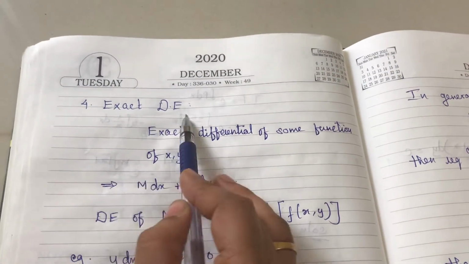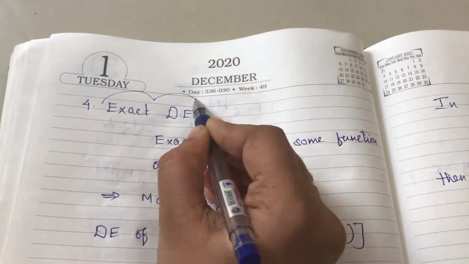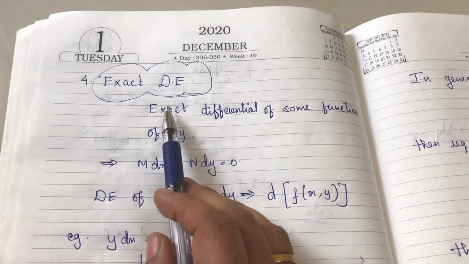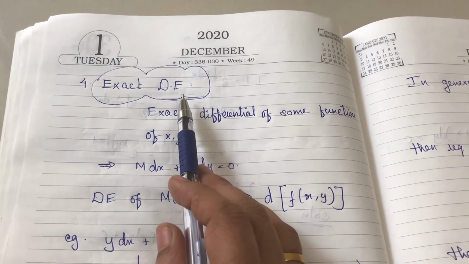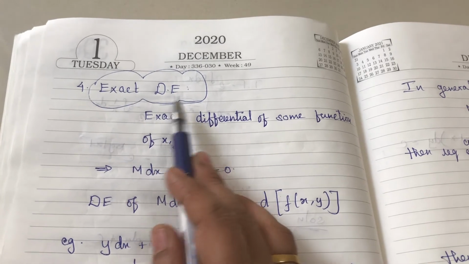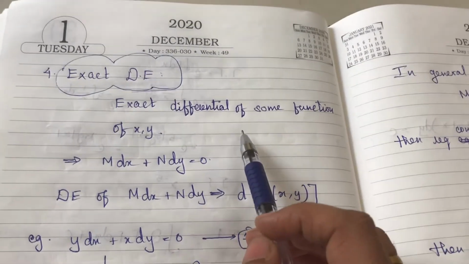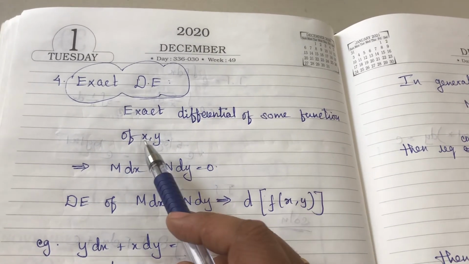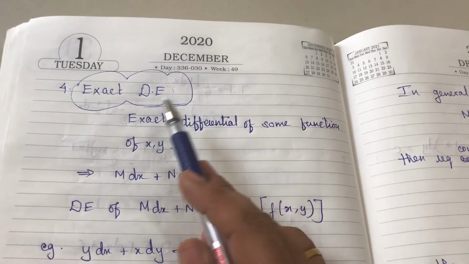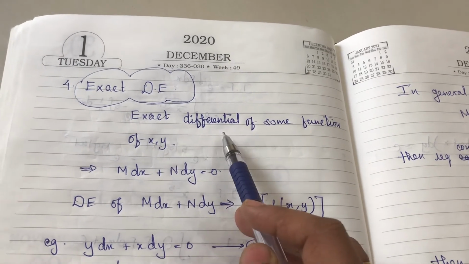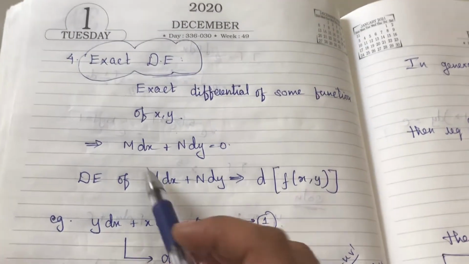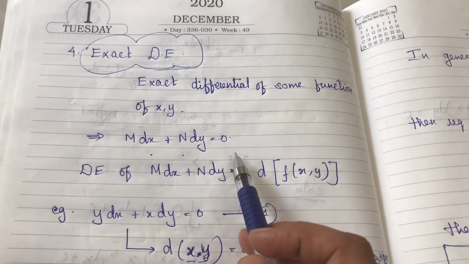Okay, let's see another sum here. This is the fourth one. In this, this is the last one. Exact DE. What is DE? Differential equation. Exact differential equation. Exact differential equation means what? Exact differential of some function of xy. So we are making the exact differential of some equation, some function of xy. So this can be written as m dx plus n dy, which is equal to 0.